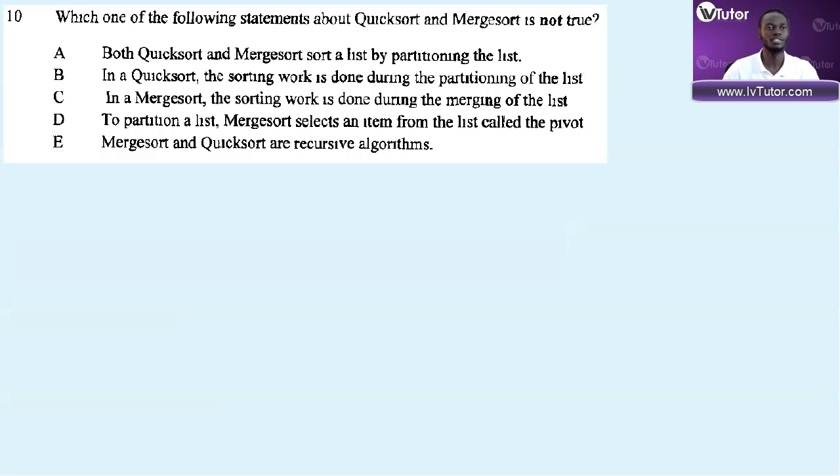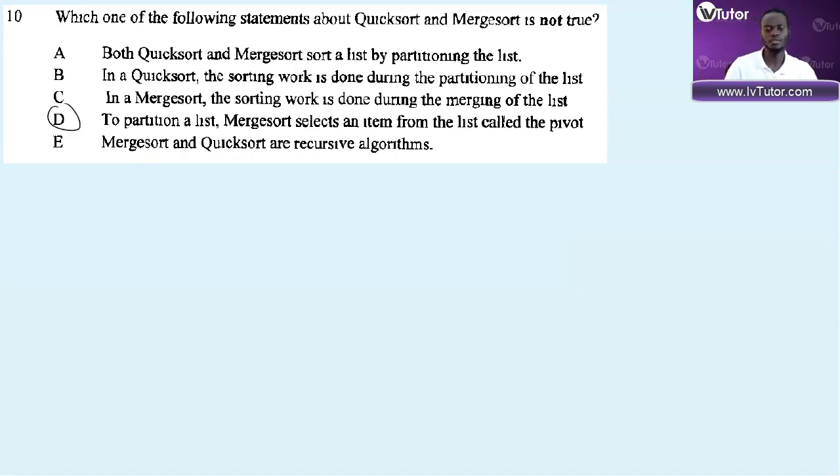There's another question which says, which of the following statements about quick sort and merge sort is not true? Both quick sort and merge sort sort a list by partitioning the list. Yes. In a quick sort, sorting work is done during the partitioning of the list. Yes. In a merge sort, the sorting work is done during the merging of the list. Yes. To partition a list, merge sort selects an item from the list called a pivot. No, that's a quick sort. Merge sort and quick sort are recursive algorithms, correct? So D in this case becomes the only wrong answer.